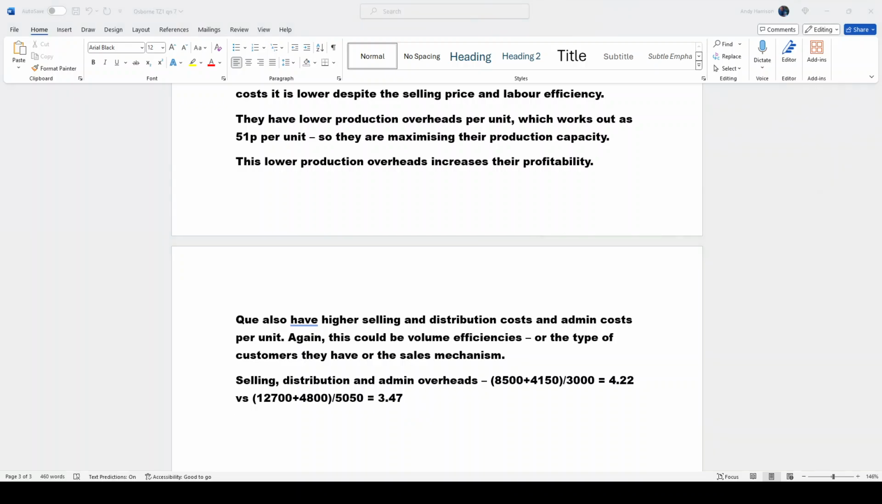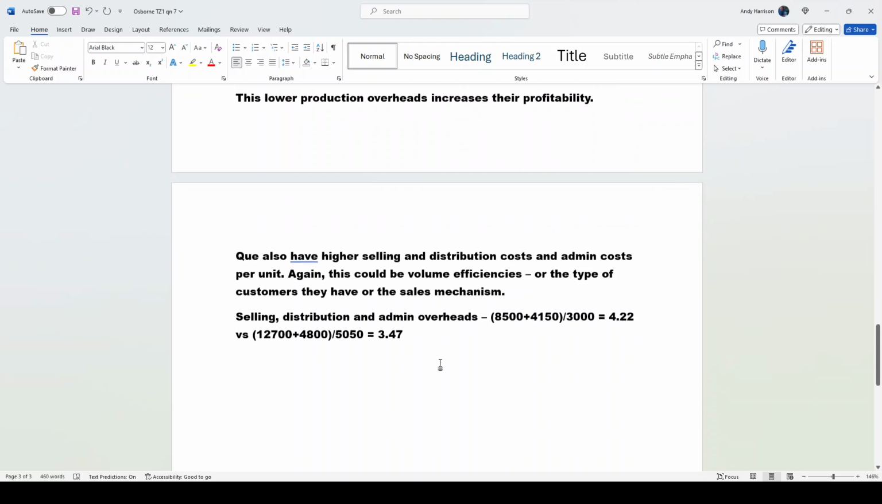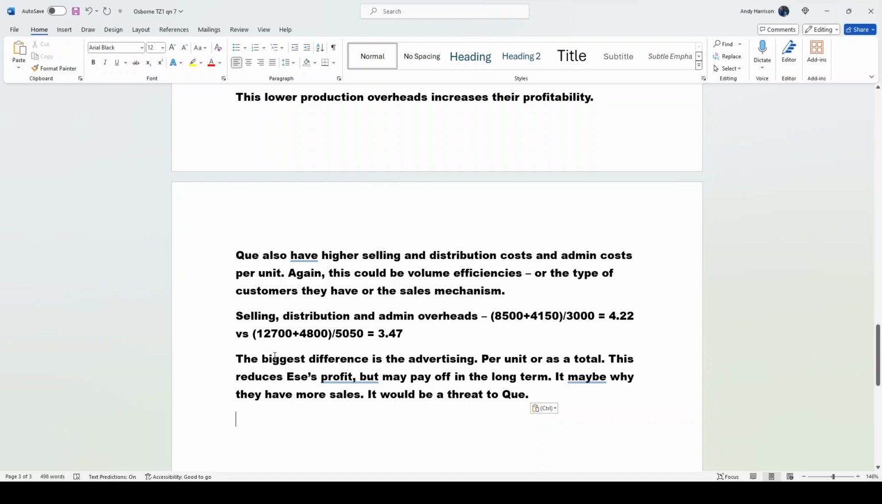Again, volume would fix that. So again, that and the variable cost, the materials in particular, it's starting to really point us towards the volume issue. But in some ways, the biggest structural difference, rather than pound difference, is the advertising per unit or as a total.